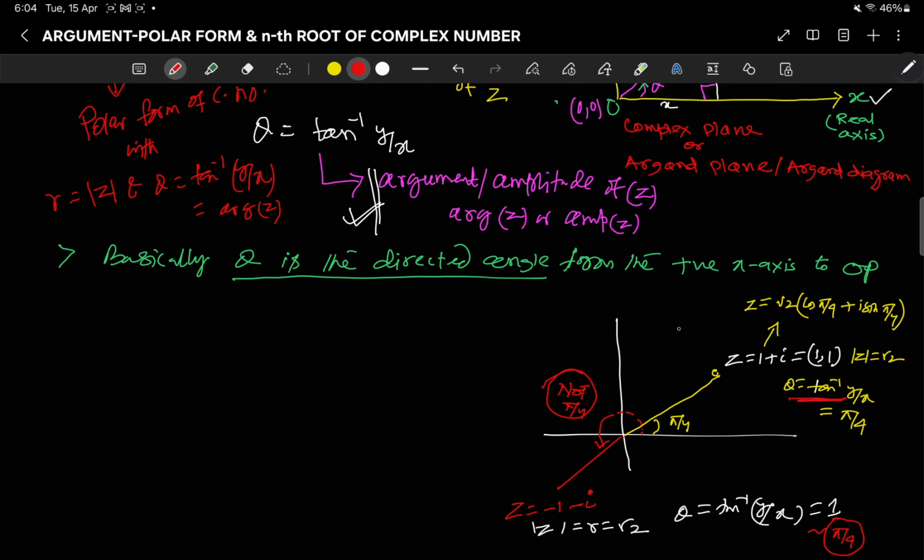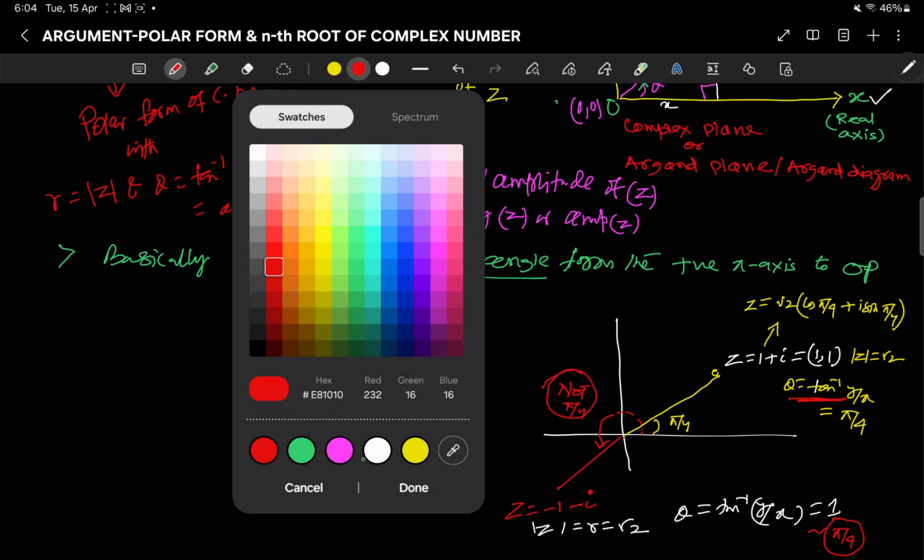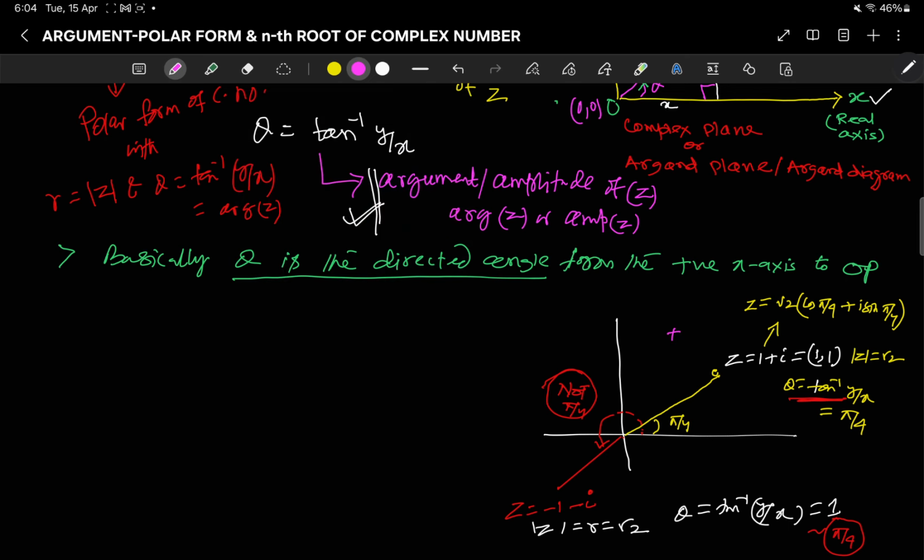So we have to classify the argument. If it is in the first quadrant, then what is the argument? If it is in the second quadrant, the third quadrant, the fourth quadrant, what is the argument? So the argument of z can be classified into two types.